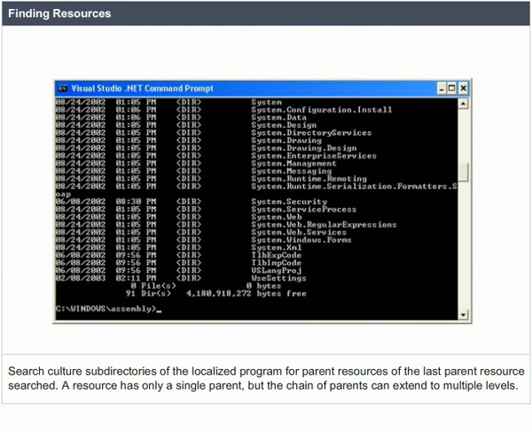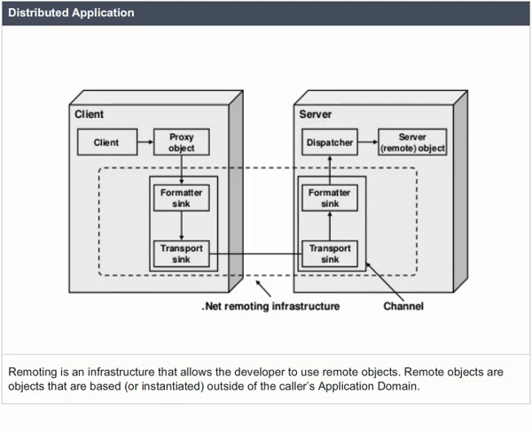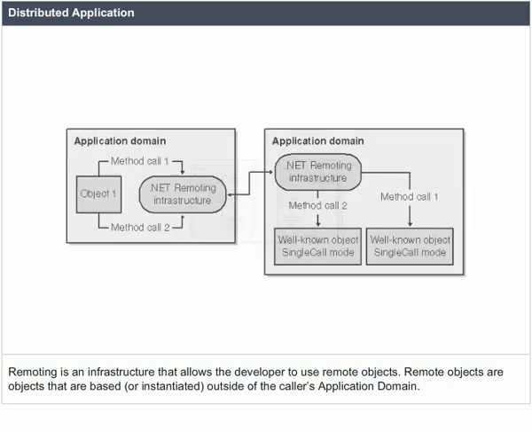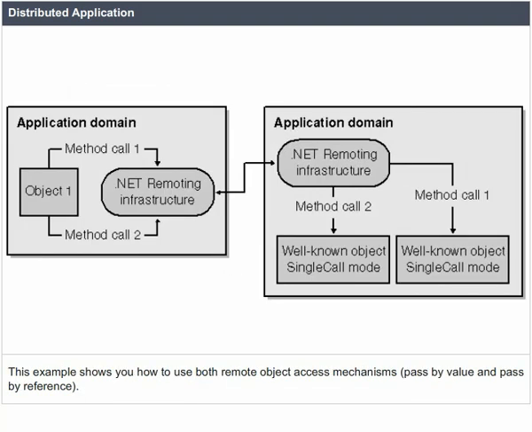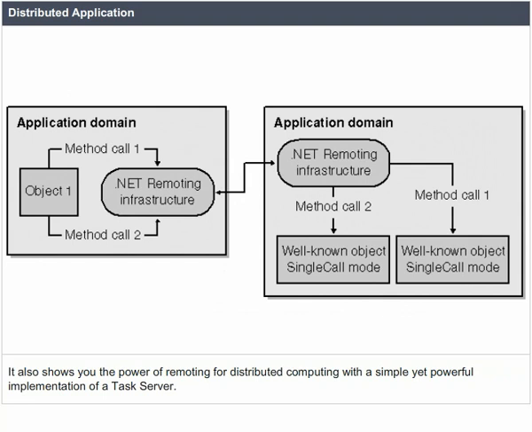Distributed application. Remoting is an infrastructure that allows a developer to use remote objects. Remote objects are objects that are based or instantiated outside of the caller's application domain. This example shows you how to use both remote object access mechanisms, pass-by-value and pass-by-reference. It also shows you the power of remoting for distributed computing with a simple yet powerful implementation of a task server.